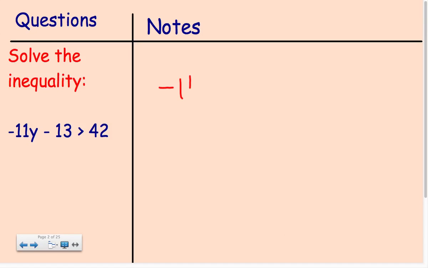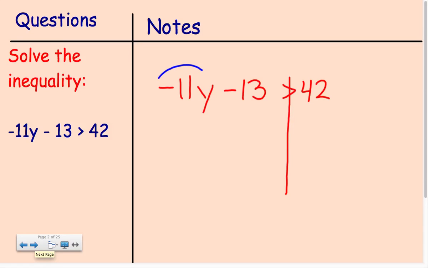So this first one, we have negative 11y minus 13 is greater than 42. I'll start by doing my train tracks, and I'm going to circle my couple. My couple is the one with the variable, so negative 11y. The third wheel is the minus 13, so I'm going to do the opposite, and I'm going to add 13 to both sides.